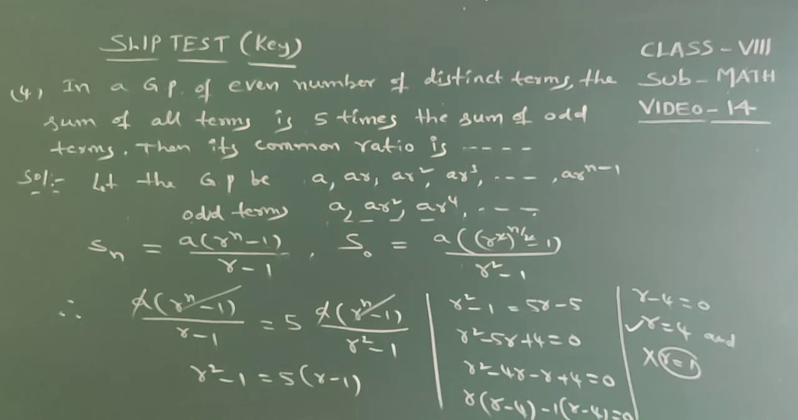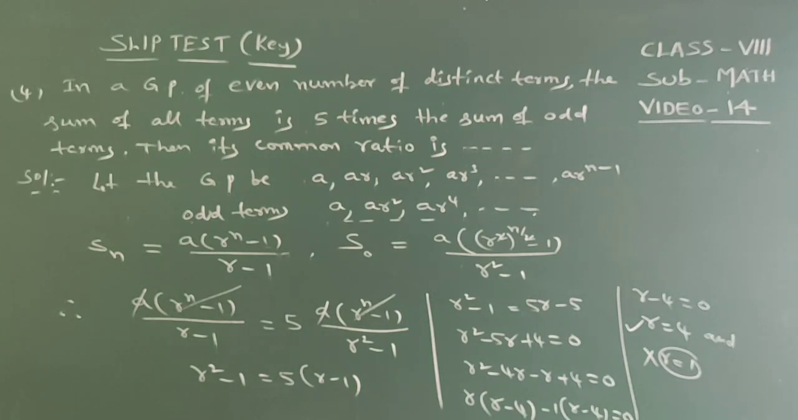Here Sn equals A into R power n minus 1 by R minus 1. We don't know whether R is less than 1 or greater than 1. But for Sn it is greater than 1, which means for odd terms also greater than 1. If it is less, then they are also less. That's why I took greater than. So A into R power n minus 1 by R minus 1 is the Sn. Now the sum of odd terms: A into, here for odd terms R is R square, whole power n by 2.